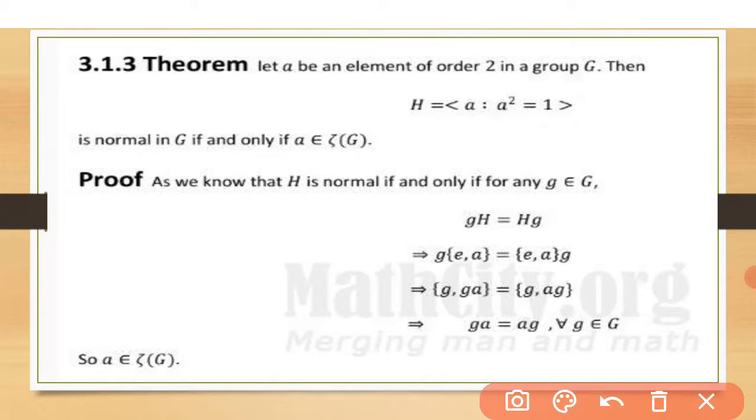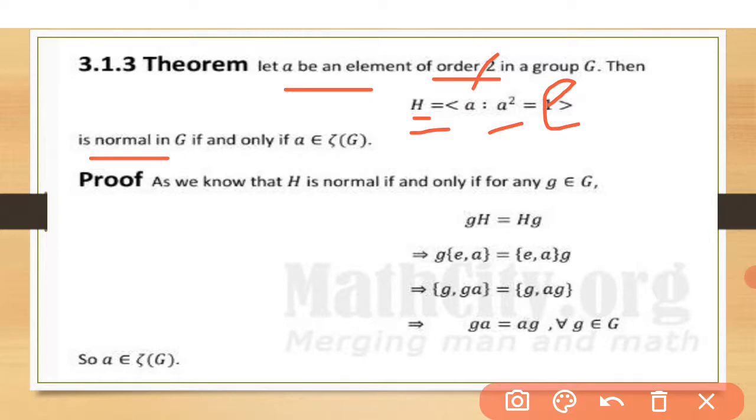We have a theorem. Let A be an element of order 2. Order 2 means when we take the power 2 of A, it gives us the identity element, that would be E or 1 with respect to multiplication, and 0 with respect to addition. In G, H is generated by A such that A squared is equal to 1, or you may say E, the identity element. Then H is normal in G.